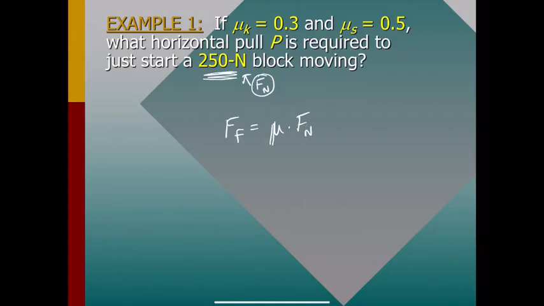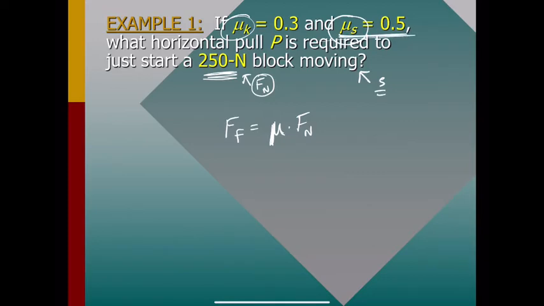Now pause for just a moment and think for a second. Which mu am I going to use? Am I going to use mu k or am I going to use mu s? I'll read over the problem one more time. Which P is required to start a block moving? That means the block is sitting still. It's stationary, and if it's stationary, we use the static friction.